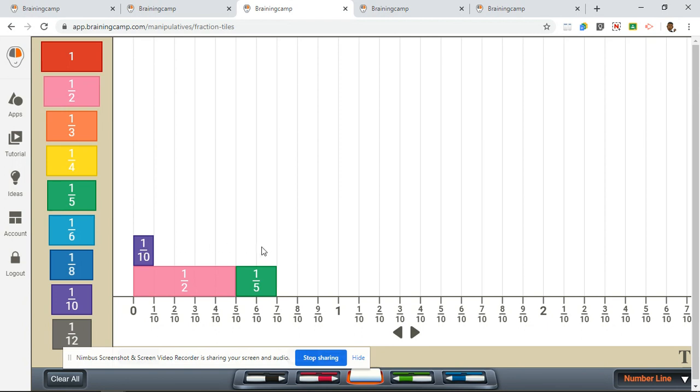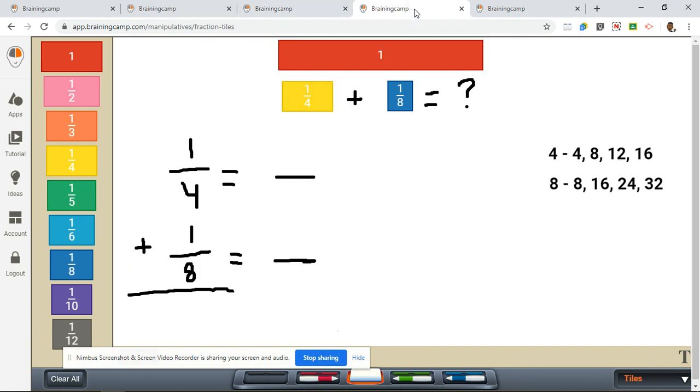7 of these should equal these two tiles. So let's see, that's 1, 2, 3, 4, 5, 6, 7. So there you go, 7/10. Great. All right, now it's going to be your turn.